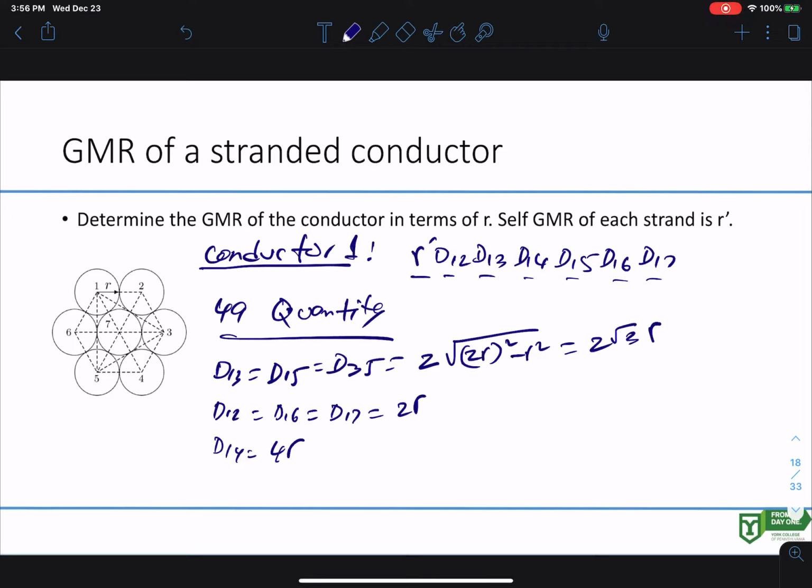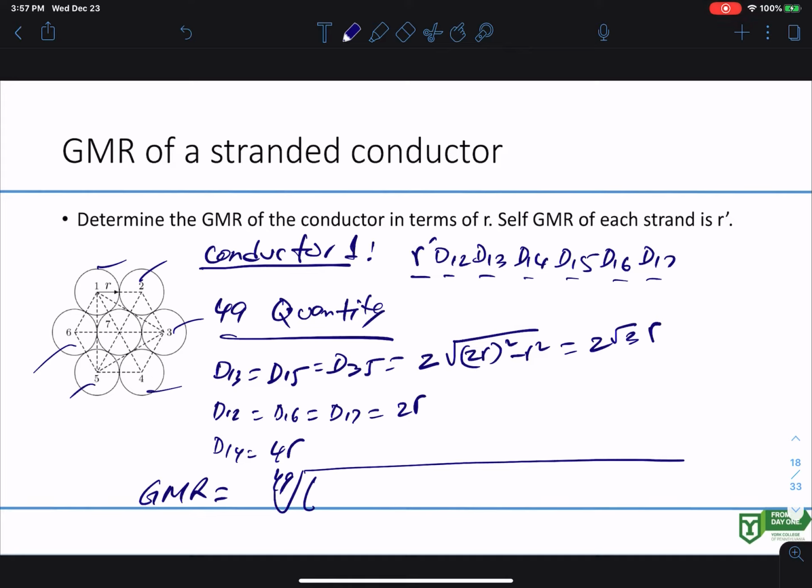Now, if I do the math over here, you can see that all 6 outside conductors have the same distance formula: 1, 2, 3, 4, 5, 6. They all have the same distance, and the 7 has a different distance quantity. So if I try to find the GMR for this one, I need 49, 7 squared here. Then all 6 of them are the same thing, so I can just take one and put it to the power 6.